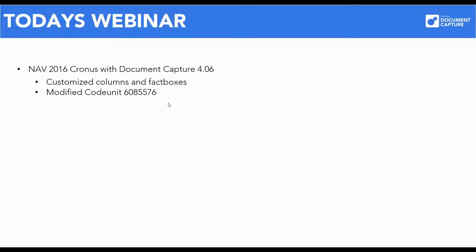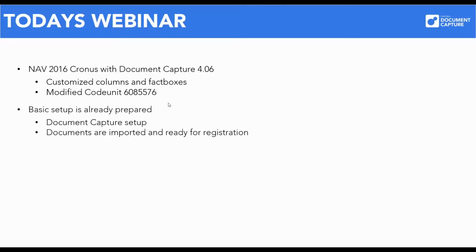During the preparation of this webinar, the program code regarding identification of source ID was reviewed. In this regard, code unit 6085576 has been adjusted for a minor bug. The object can be retrieved via the download section in the partner portal after the webinar. I already made the basic setup of Document Capture and other areas within standard NAV.